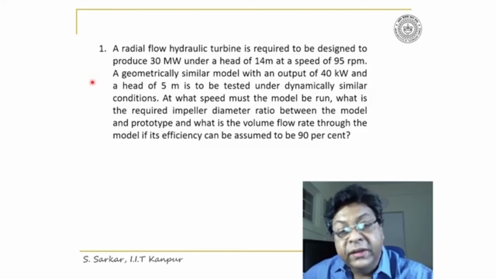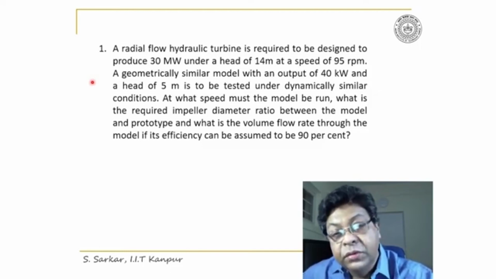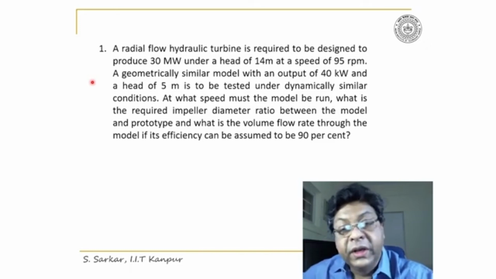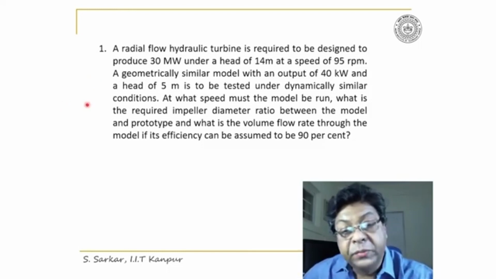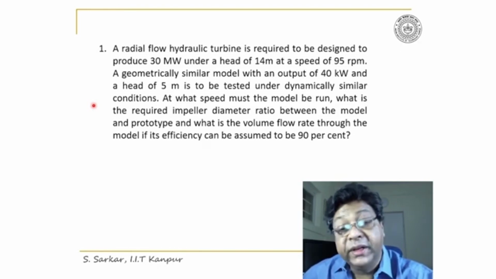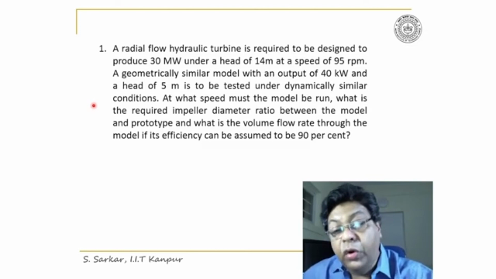A geometrically similar model with an output of 40 kilowatt and a head of 5 meter is to be tested under dynamically similar conditions. At what speed must the model be run, what is the required impeller diameter ratio between the model and the prototype, and what is the volume flow rate through the model if the efficiency can be assumed to be 90%?